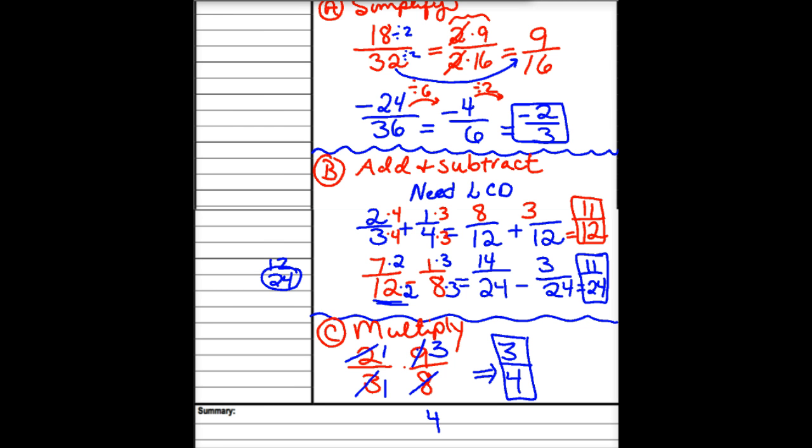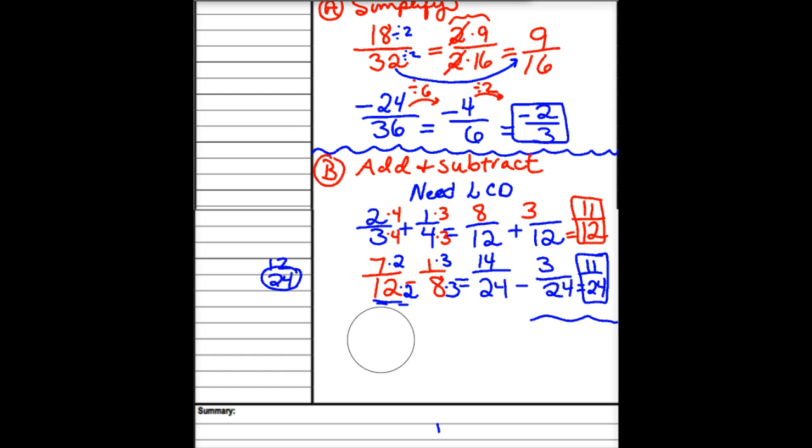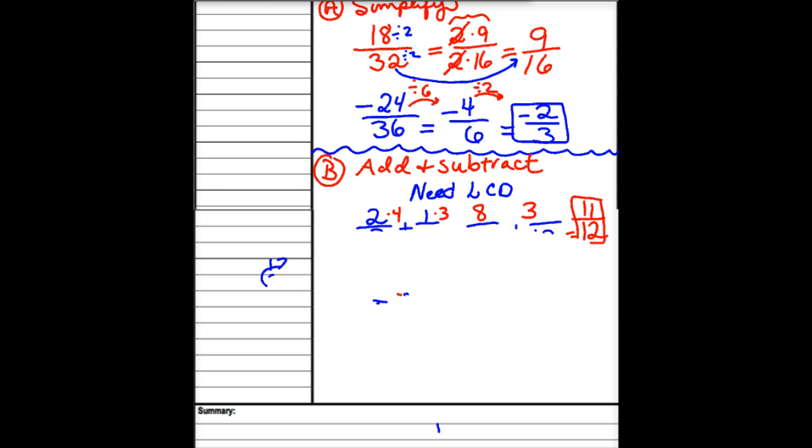So with multiplication, it's not about getting a common denominator. It's about canceling and then multiplying straight across. So we'll try another one of those. So another example of the multiplying.